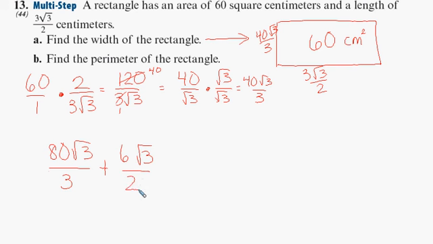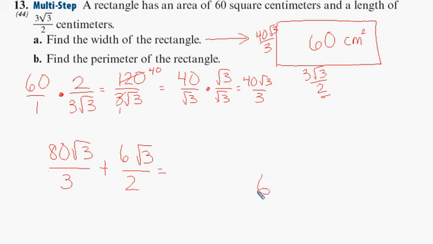Now, did you notice that I didn't do anything with these denominators? I'm following the rules for adding fractions. Remember, when you add fractions, you have to have a common denominator, and then you add the numerators, and the denominators come tagging along. So that's how I got 40 plus 40 is 80 times the square root of 3 over 3, and then, of course, when I doubled this one, that gave me 6 times the square root of 3 over 2. Now, we need a common denominator to finish this out.